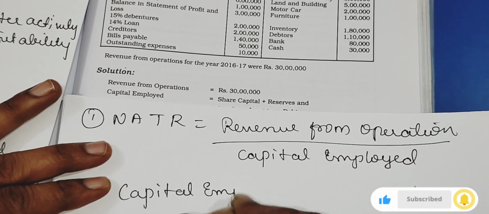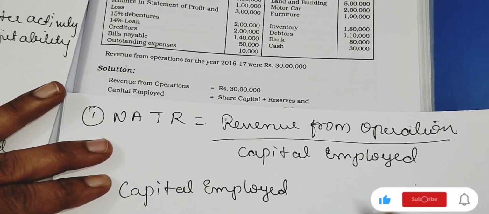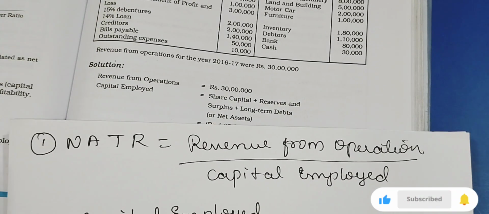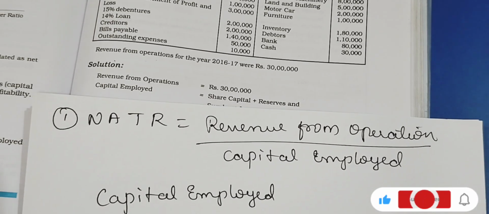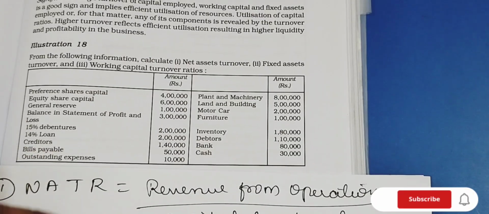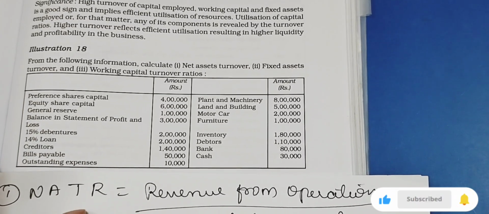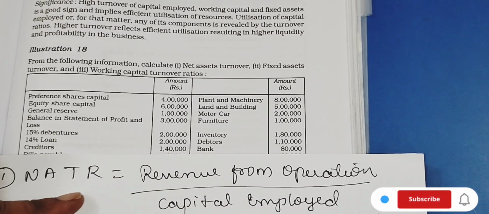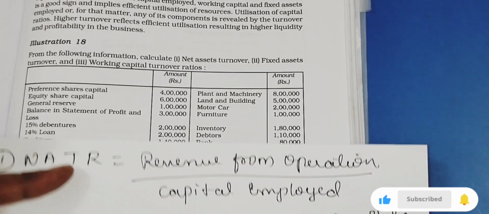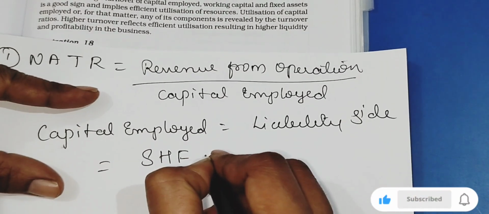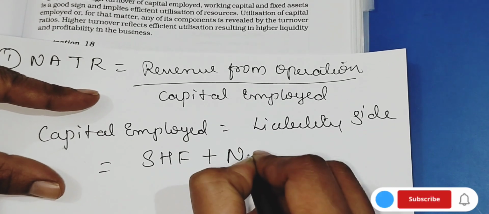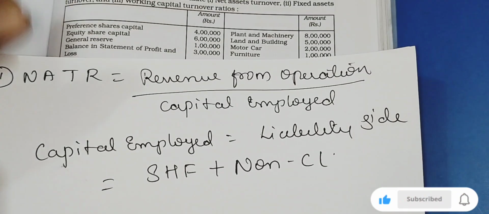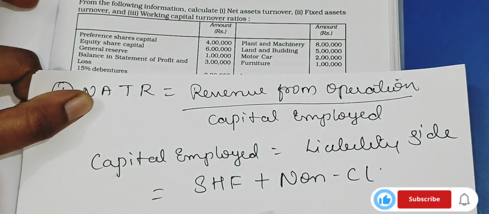Capital employed. So capital employed, here we'll calculate by using the liability side, or you can take net assets also. I'll show you both the methods. First we are taking the liability side. When we are taking the liability side, we are taking the shareholders fund plus non-current liabilities. So in shareholders fund we have preference share capital and equity share capital.